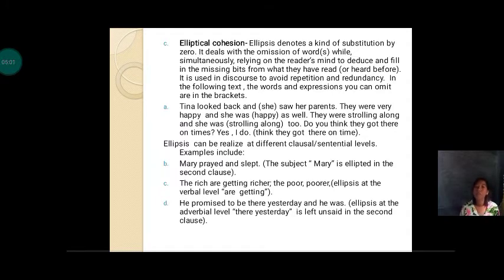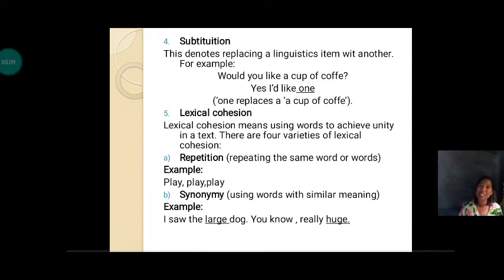Ellipsis at the adverbial level, there yesterday, is left unsaid in the second clause. Next is substitution. When we say substitution, it denotes replacing a linguistic item with another. For example, would you like a cup of coffee? Yes, I'd like one. One replaces a cup of coffee.